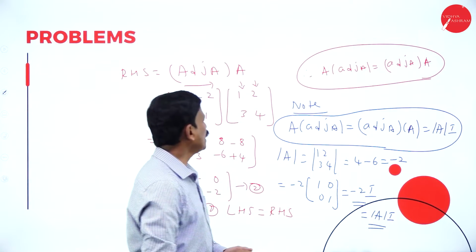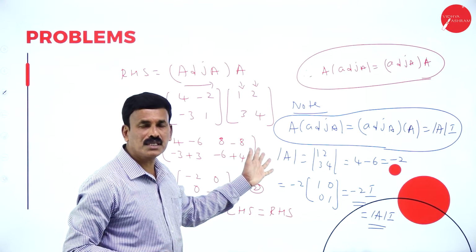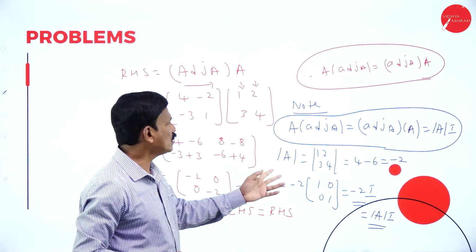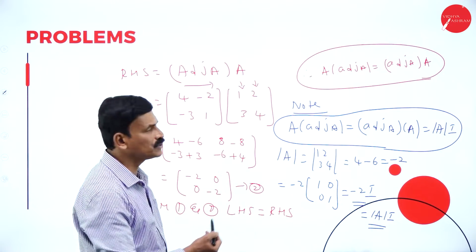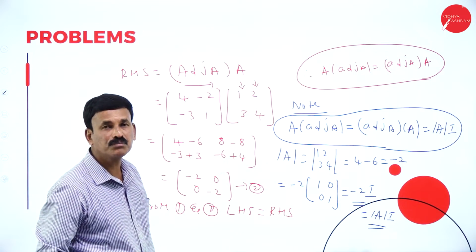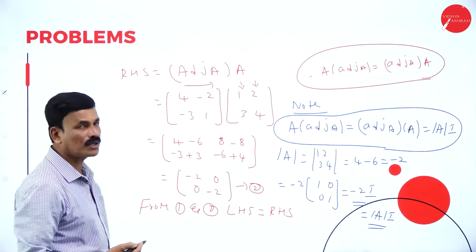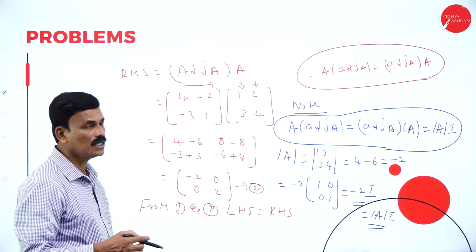So, a matrix into its own adjoint, or adjoint and the matrix, is always equal to determinant of A into I. This is a very, very important property indeed. Hope you got an idea. Very important problem for 7 marks.